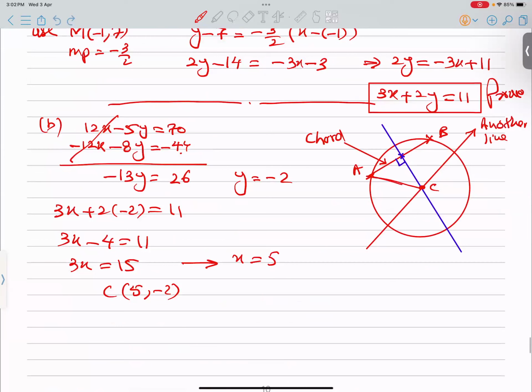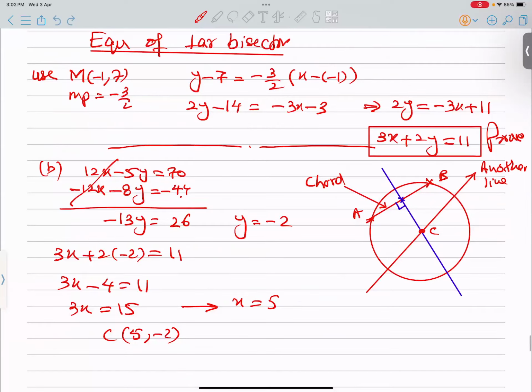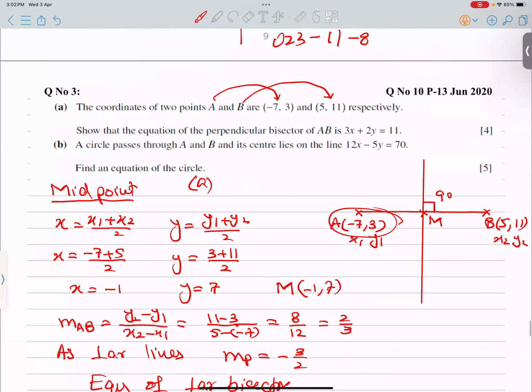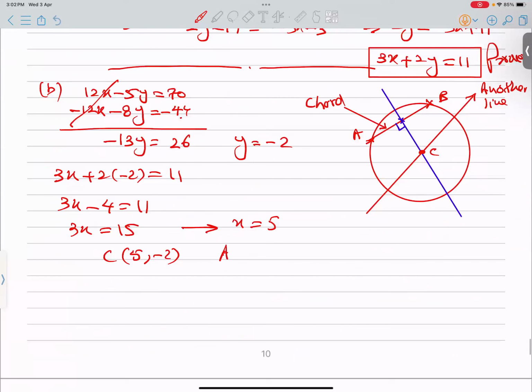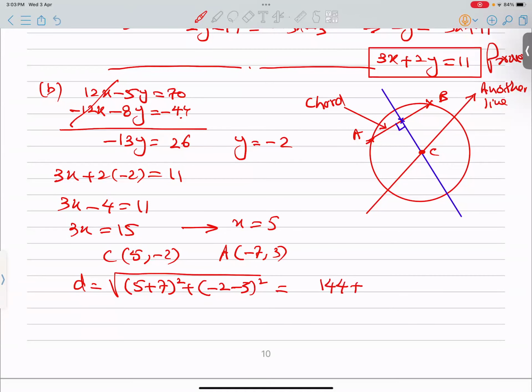How to get the radius? You find CA or find CB, both are correct. So I'm finding CA. Where are the coordinates of A? A coordinate is negative 7, 3. So I'll use the distance formula. What is the method? 5 minus that, so 5 plus 7 whole squared. And this minus that, so minus 2 minus 3 whole squared. I'm getting 144, and this is 25. If we add them, we get 169, and the radius is 13.